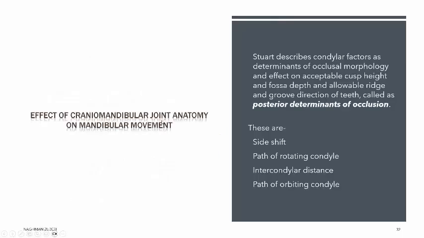Effect of craniomandibular joint anatomy on mandibular movement. Stott describes condylar factors as determinants of occlusal morphology and effect on acceptable cusp height and fossa depth and allowable ridge and groove direction of teeth, which are known as posterior determinants of the occlusion. And these are side shift, path of rotating condyle, intercondylar distance, and path of orbiting condyle.